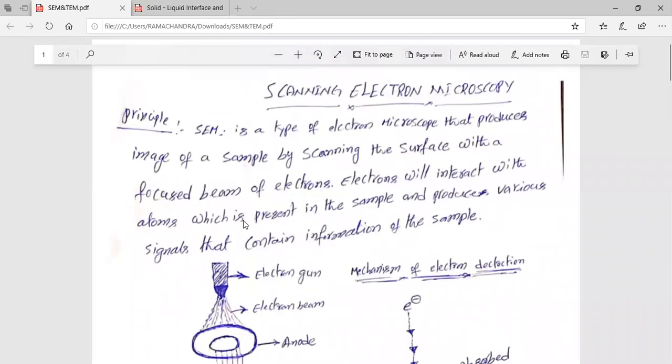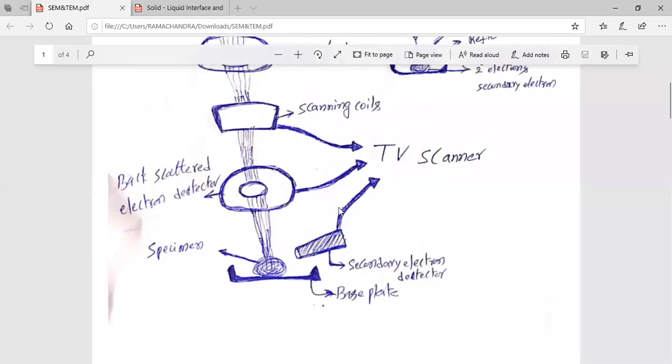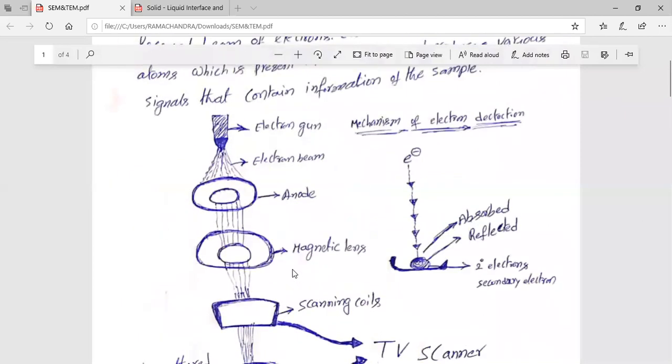When the electrons are passed upon the specimen, we use these three electron detectors to detect the image, shape, and size of the nanoparticles. So that is the characterization of nanoparticles by using scanning electron microscopy.